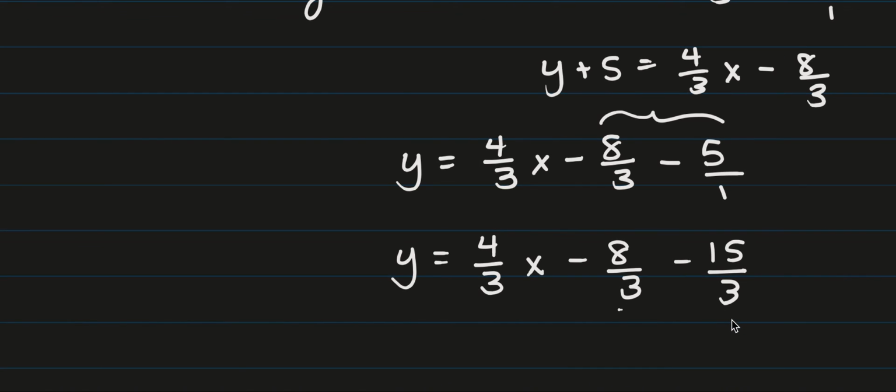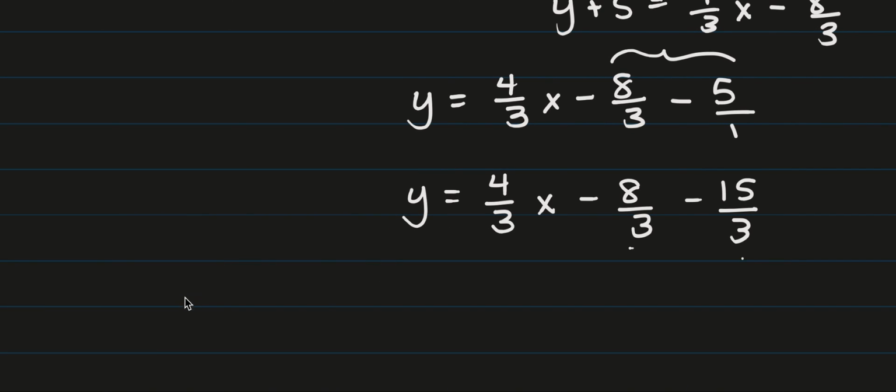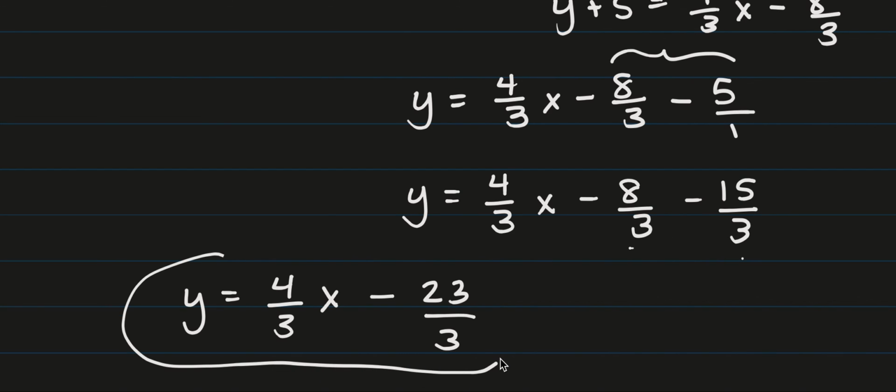Now that we have the same denominator, we just need to add the numerators. We have a negative 8 and a negative 15. So we're left with y is equal to 4/3 x minus, I think this is 23. So we just add 8 and 15 and then divide by 3. So this is the slope-intercept form of the line.